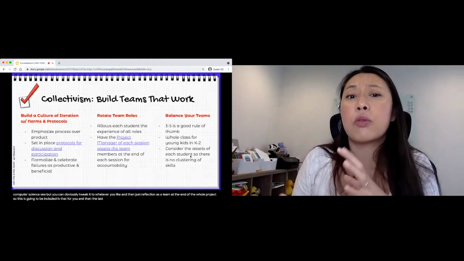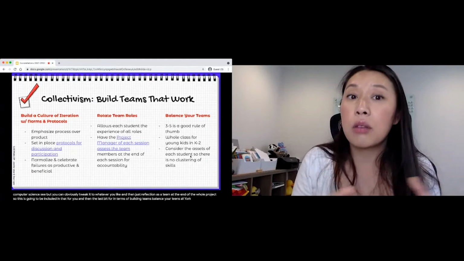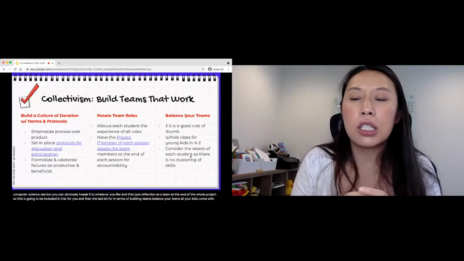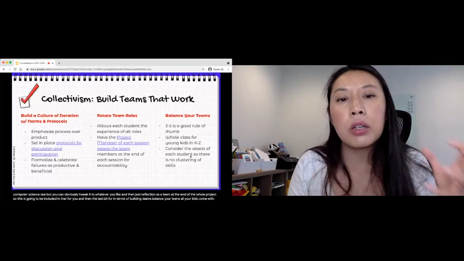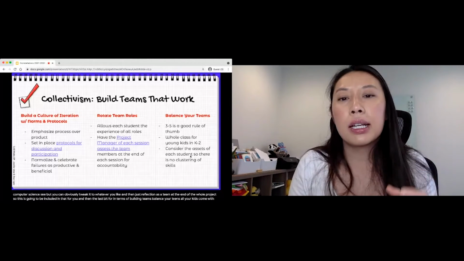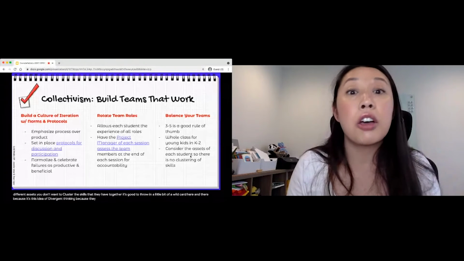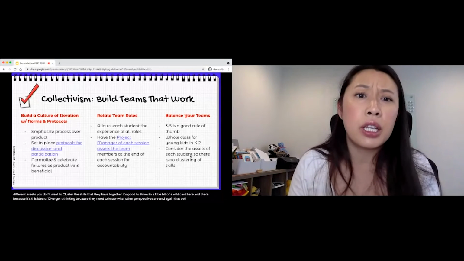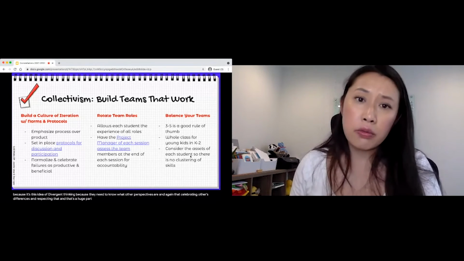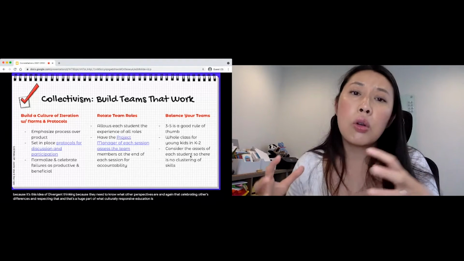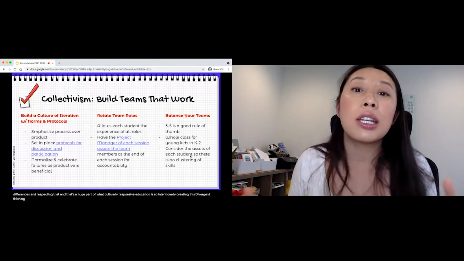And then the last bit in terms of building teams: balance your teams. All your kids come with different assets. You don't want to cluster the skills that they have together. It's good to throw in a little bit of a wild card here and there, because it's this idea of divergent thinking. They need to know what other perspectives are. And again, that's celebrating others' differences and respecting that. That's a huge part of what culturally responsive education is. So intentionally creating this divergent thinking is going to be huge, because you're going to get better things out of that.